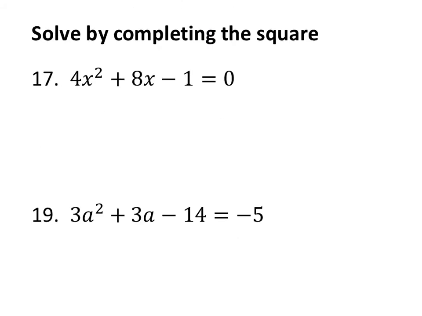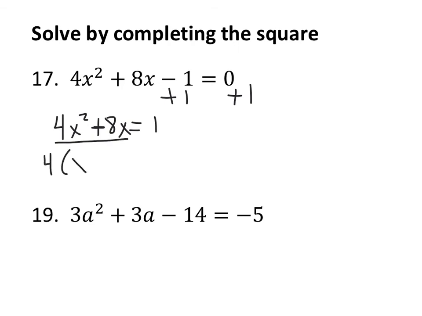All right, in problem 17, we're going to solve by completing the square. The first thing I want to do is move this 1 over to the other side of the equal sign. So I'm going to move that over. That leaves me with 4x squared plus 8x equals 1. And then I'm going to complete the square. I'm going to make this into a perfect square. First, I have to factor out the 4 because I can't make a perfect square out of an x squared that has a coefficient.